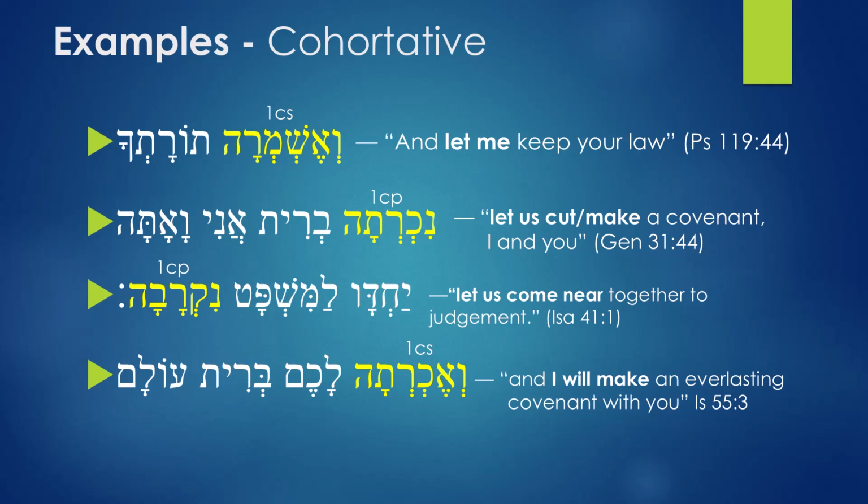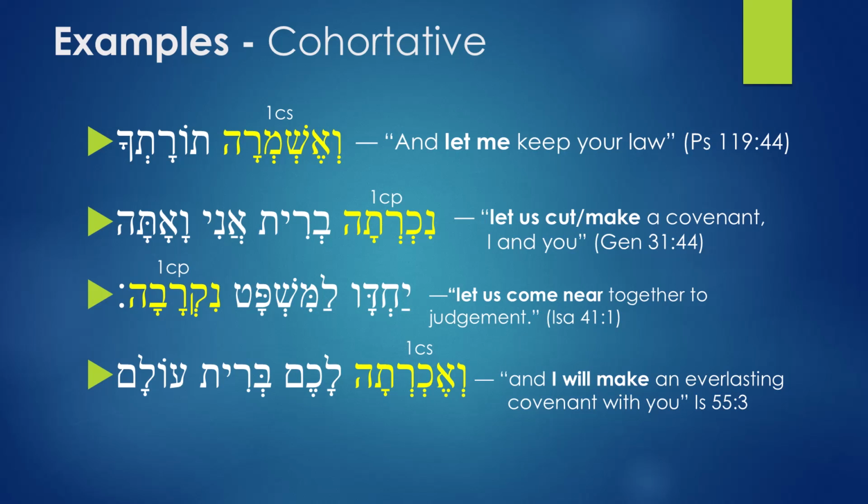Lastly, you have this phrase, Ve'ekreta lachem berit olam. How to translate this? Our focus is on the first word, Ve'ekreta. The first part is the vav conjunction, that's and, but then the word is ekreta. Ekreta has a prefix and a suffix. This is pointing to 1CS cohortative, first common singular cohortative. But to translate, you're going to look at the root. This is karat, and karat means he cut or he made.